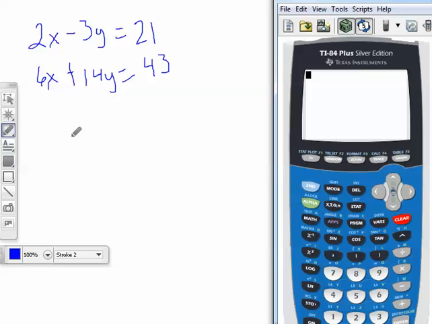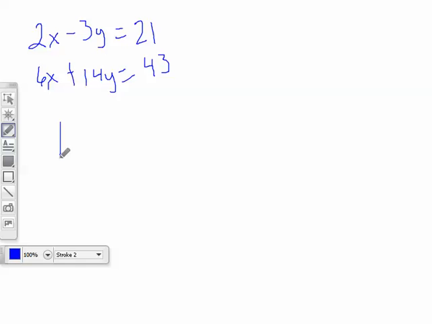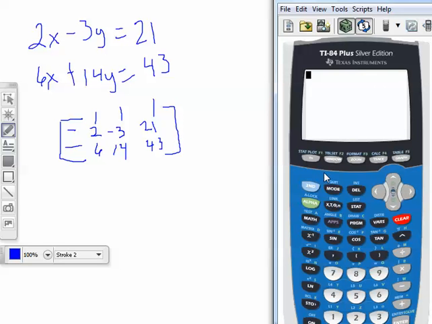What I did was I would come up with a matrix, and my matrix had two equations in it, and it had 3 points in it. Three? Where are you getting three, Mr. Green? Well, I would have 2, -3, and 21 in the first line, and I would have 6, 14, and 43 in the second line. Okay, I see where you're getting those numbers from. How does that help me?